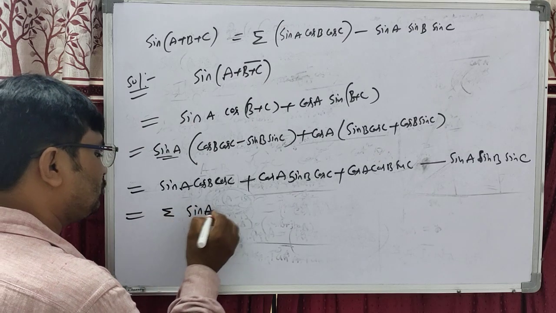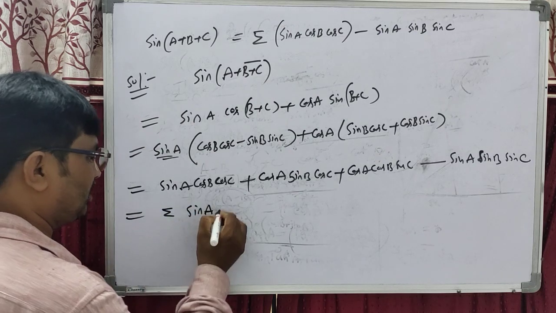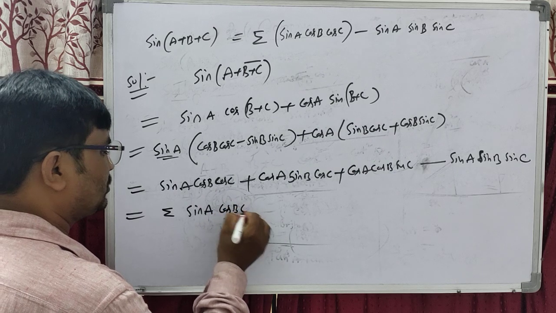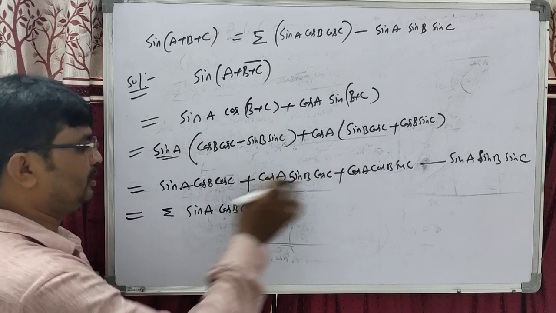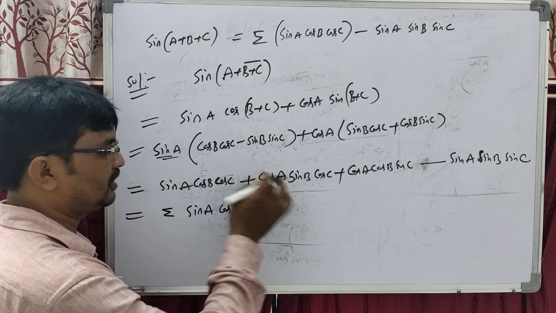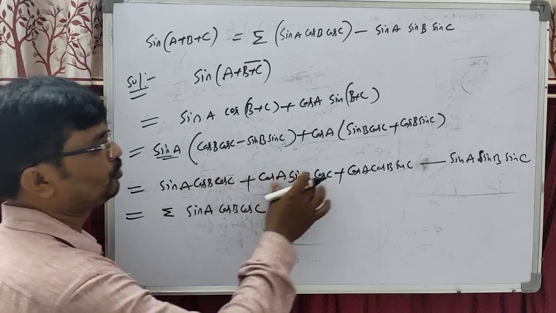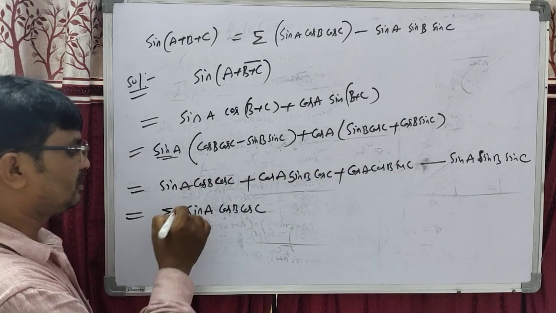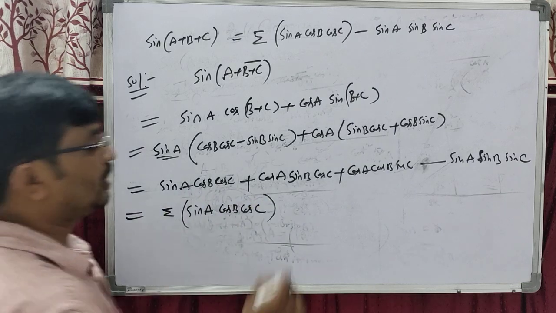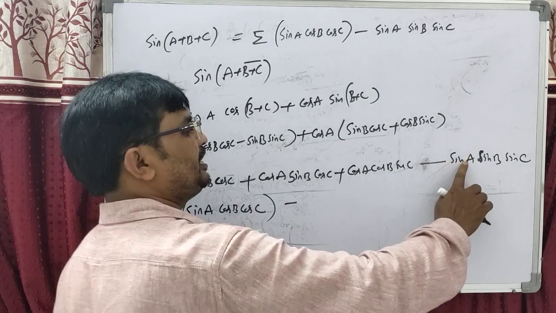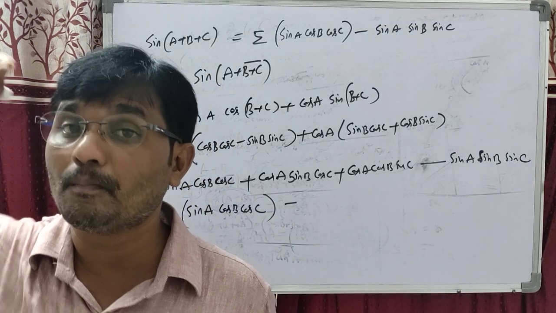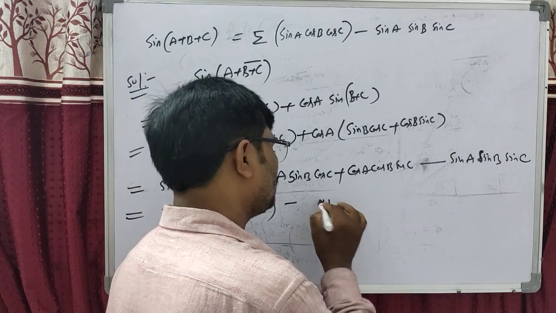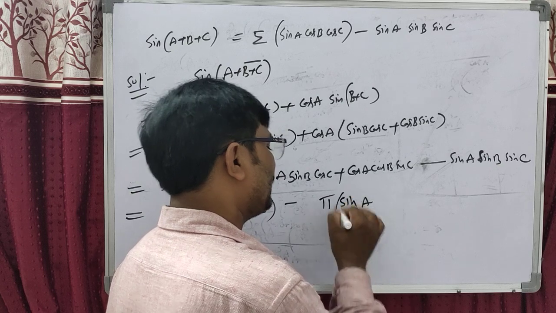That can be written using the sigma notation, the sigma symbol: sigma sin A cos B cos C. So the first three terms we can write using the sigma symbol. The last one, you can write sin A into sin B into sin C. That is also written as pi sin A.